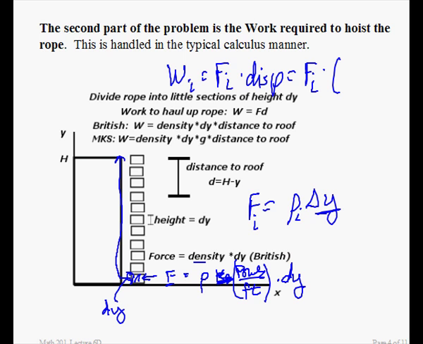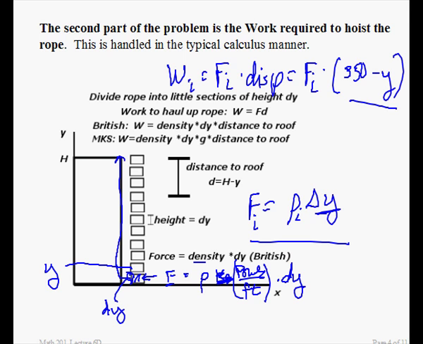You have the force, and the displacement is how far it is up to the top. So that would be the height of the building, which in this case is 350 minus y. So y is the location of this little section. I compute the force in it. Then I multiply that by the distance to the roof, the total displacement that that little piece of rope undergoes.